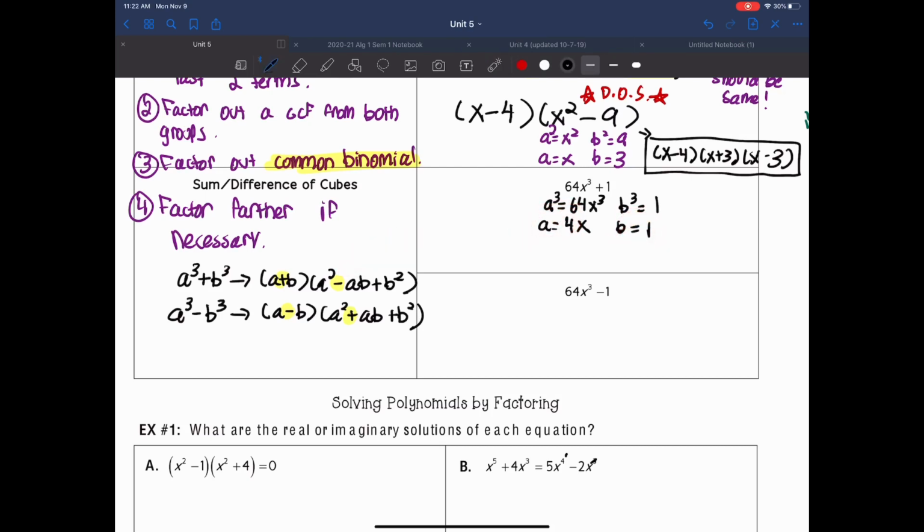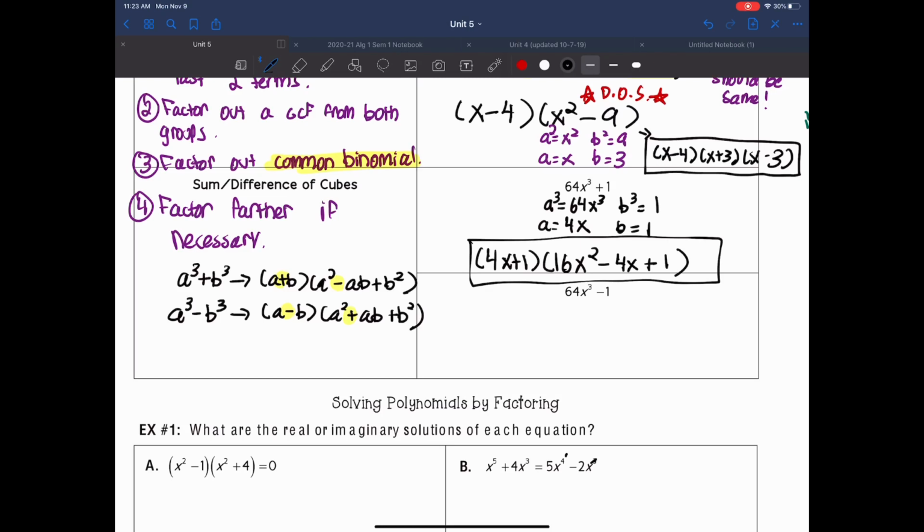So I'm going to have a plus b, or 4x plus 1, times a squared, which is 4x squared, or 16x squared, minus ab. Minus ab here is going to be minus 4 times x, because 4x times 1 is going to be just 4x, plus b squared. B squared is plus 1. So that is the factored form of my sum of cubes. Figure out what a and b are, plug them into the formula.